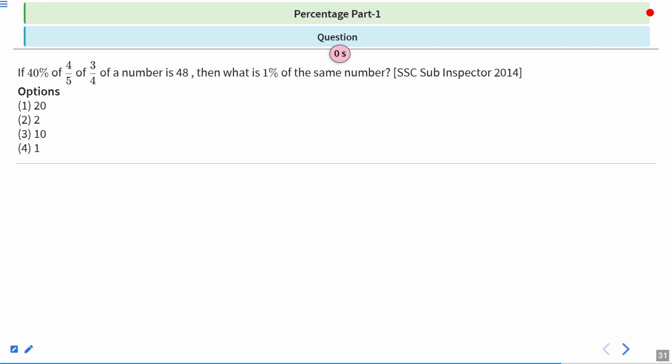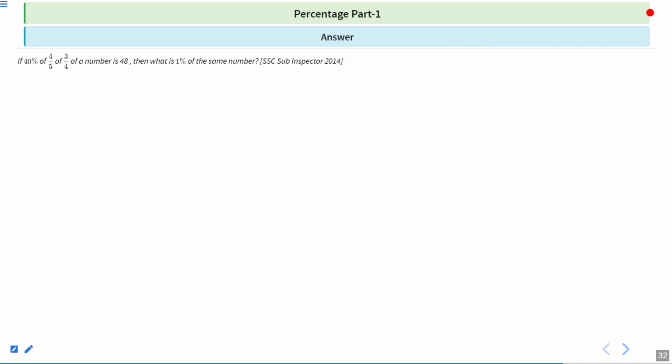Now time's up. Let's see the solution of this question. We can write this question in equation form as 40% of, which means 40 multiplying by 4 by 5. Of means multiplying. Of 3 by 4 of a number, so we can let the number be x, which equals 48. First we calculate the value of x, then we can calculate 1% of x, and then we get the answer. So the correct answer of this question is the second, which is 2.